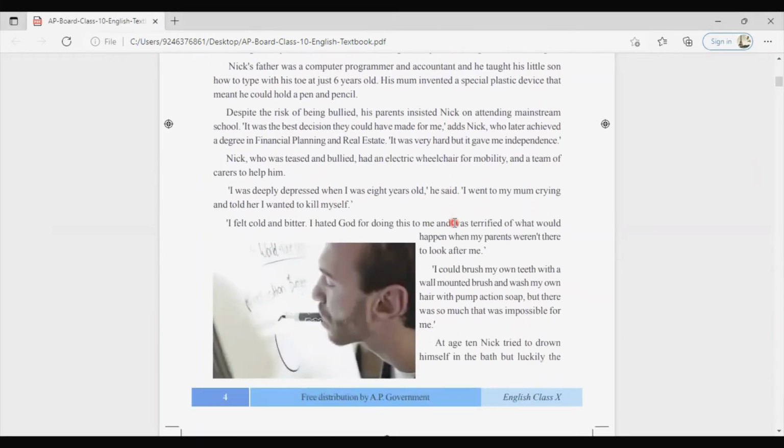Initially, Nick and his parents felt very bad. In the starting stage, when they saw that the person was born like that, everyone will feel sad, right? So very bad they felt. But they spent many years asking, what did they ask? Why only this happened to us? Why would this cruel trick happen to them?